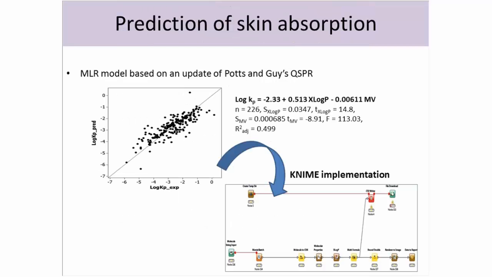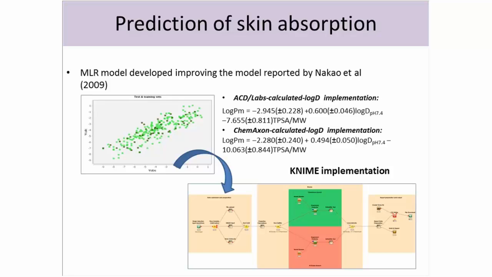Just a brief background on the two models. The QSAR model that has been developed for skin absorption is a very simple multiple linear regression model that is based on an update of the famous Potts-Guy equation. This model is based mainly on hydrophobicity and molecular volume, and this QSAR has been implemented into KNIME. We have seen the model and the workflow for skin permeability, so I think it's not needed to go through it now in the web portal. But of course, we can do it later.